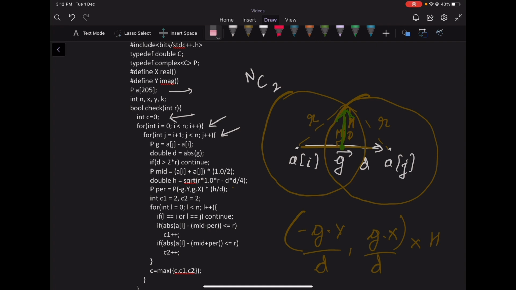So we assign c1 as 2 and c2 as 2. That means c1 is the number of circles in which this point lies, and c2 is the number of circles in which this point lies. This point lies between the ith circle and the jth circle. Similarly, this point lies between the ith circle and the jth circle. So we'll assign c1 and c2 as 2.